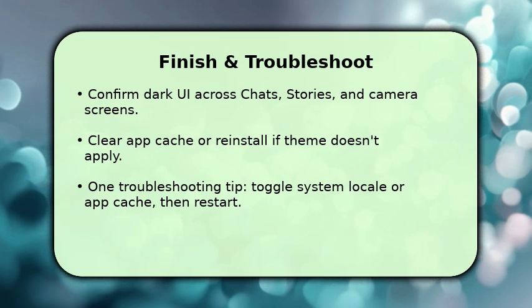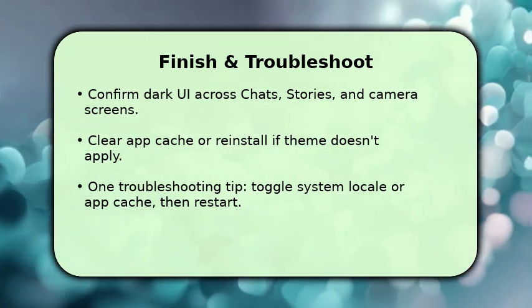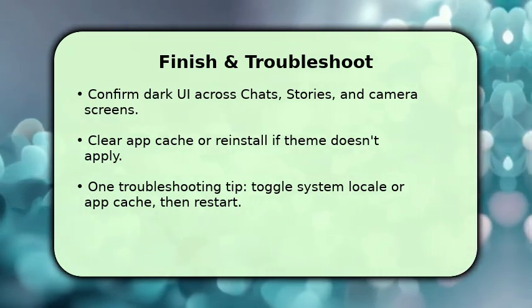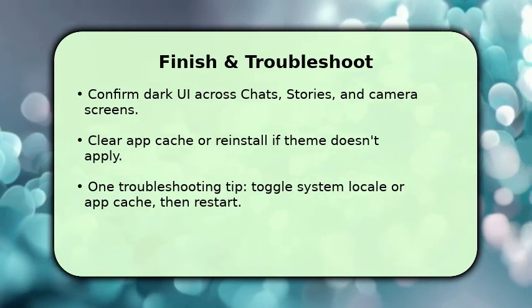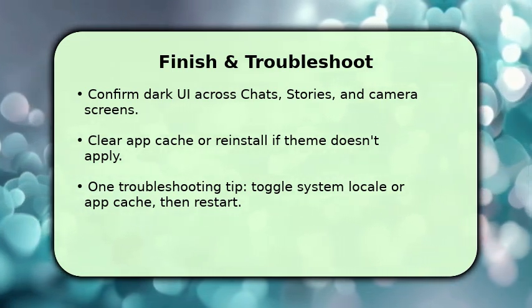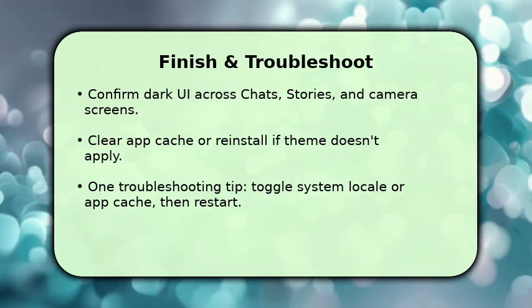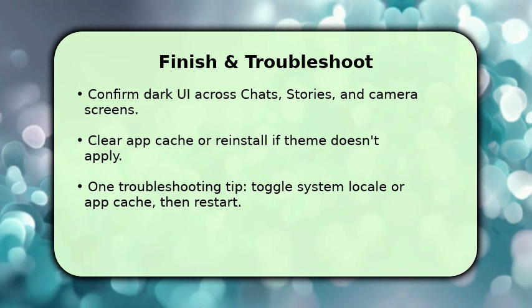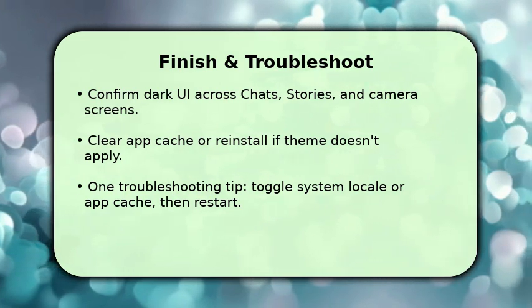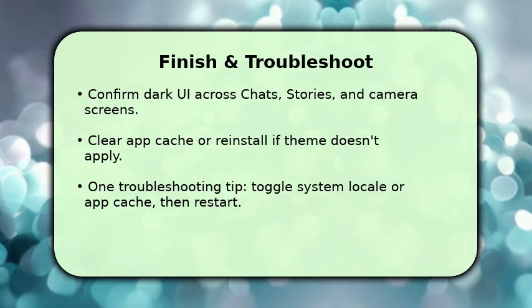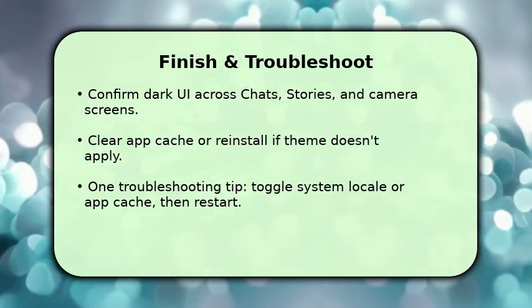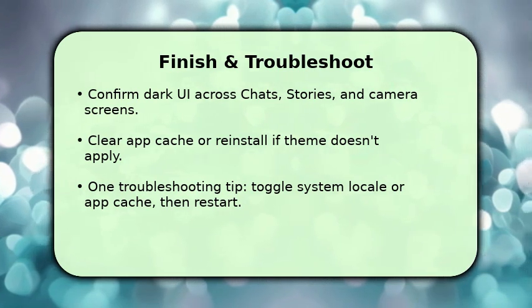Some elements update immediately while others need a restart. If dark mode fails to apply, clear Snapchat's cache from settings, account actions, or reinstall the app to reset theme flags. One quick troubleshooting tip: toggle your phone's system locale or switch app appearance between match system and dark, then restart Snapchat. This often forces the app to reevaluate theme settings and fixes lingering light mode artifacts.